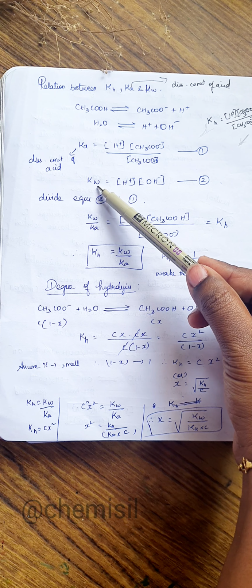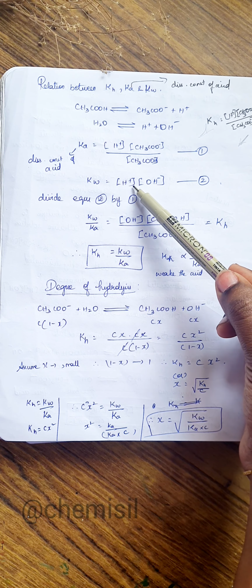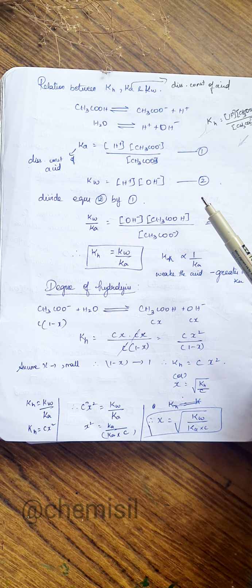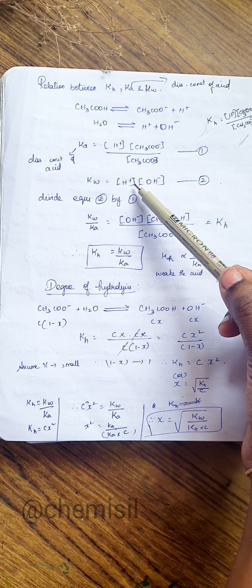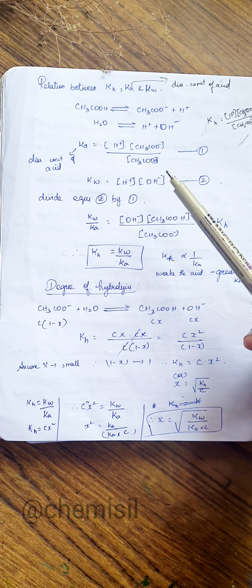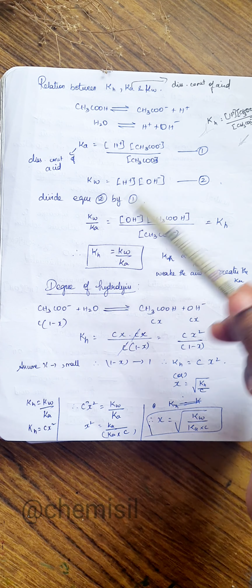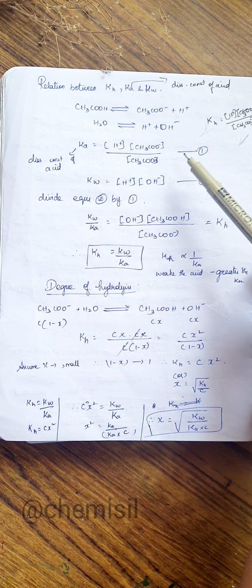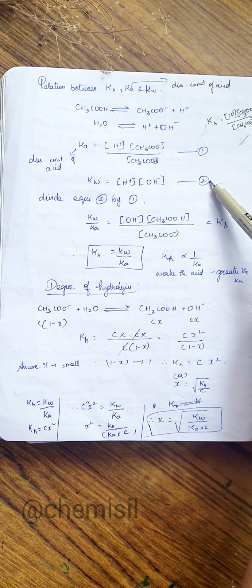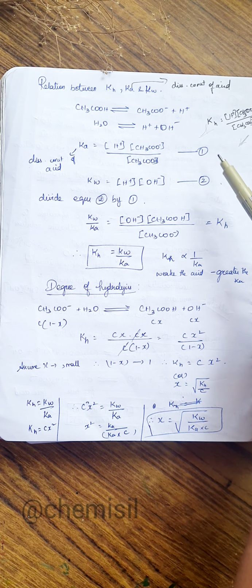Now what is Kw? This is a familiar equation you have already seen in some of the previous classes. Kw is equal to the concentration of H plus ion and the concentration of OH minus ion. The product of the concentration of H plus ion and OH minus ion constitutes Kw. Now keep this equation as equation number 1 and this one as equation number 2. Just ignore the previous equation for the time being. Now, you divide equation 2 by equation 1.